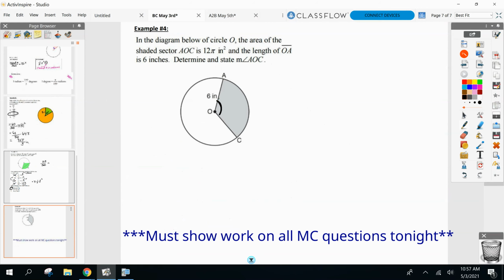Quick question, kids, before we get started. Does it mention what angle AOC, what type of units it has to be in? Degrees or radians? No. So you could use either formula you want. If your answer's in radians, great, we'll accept it. If your answer's in degrees, we'll accept that too. It just says find the measure. It does not specify what type of unit.